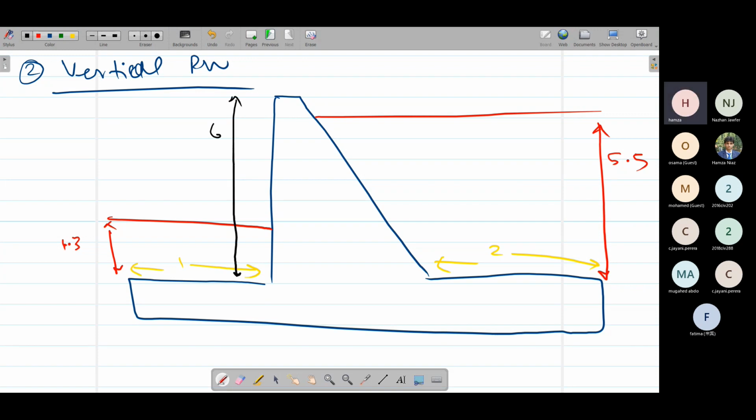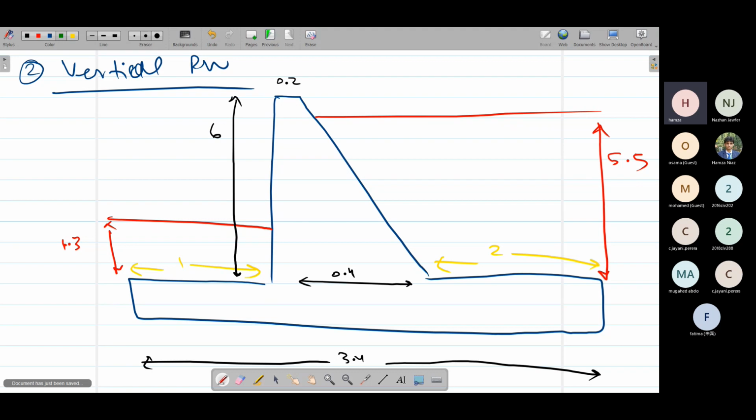This is 6 meters, and 0.2 on the top and 0.4 at the bottom, and total is 3.4 meters total base slab. So these are dimensions of the retaining wall. Now we have to divide this retaining wall into different parts, simple geometrical figures like rectangles and triangles. So for this, we have this trapezoidal section. We are simply going to divide this into two parts.